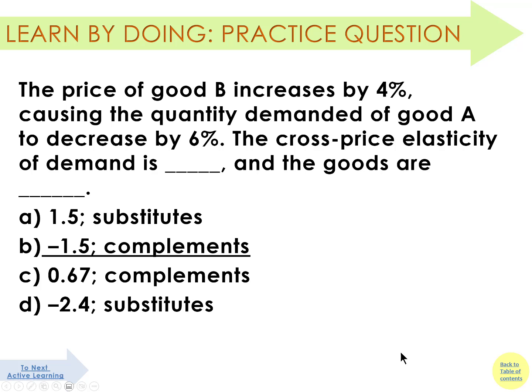Okay, you should have got a negative 1.5 because the quantity demanded goes on the top, price goes on the bottom. So percent change in quantity demanded of A is 6%. Percent change in price of good B goes on the bottom, and that's a positive price change, and on the top it's a negative quantity change. So it's a negative sign, and it's 6% over 4%, you get 1.5.